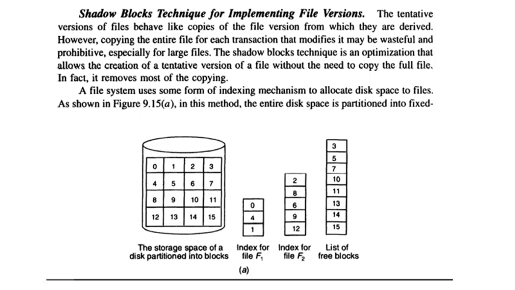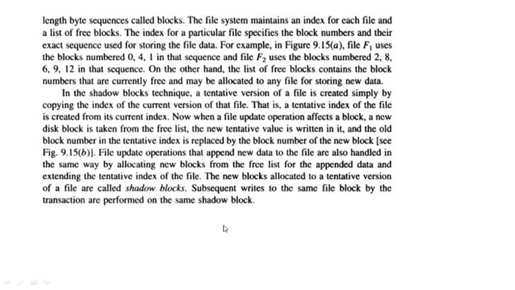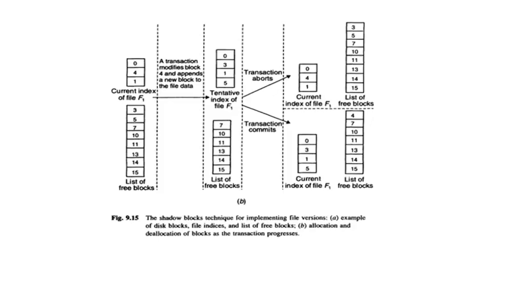Like that it will maintain a partitioned disk, partitioned into different blocks. See here, the current index for the file f1 is this one, and the tentative index is given as 5. If it is aborted, the 5 will not be added to the index of the file f1. If it is committed, the index number 5 is added to the current file. Now it will be eliminated from the list of free blocks.